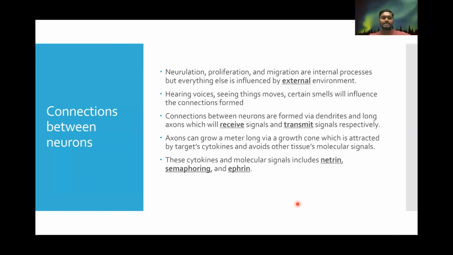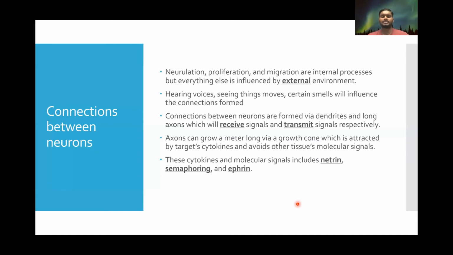So how is it that the axons can get to this region, right? How is the axon able to perfectly synapse where it's supposed to be? And the answer to that is that the axon is formed due to a growth cone, right? So a growth cone is something that the soma will grow, and this growth cone has receptors on it. The job of these receptors is to find cytokines or molecular signals that it's attracted to and go towards it, and avoid other molecular signals that it doesn't like.